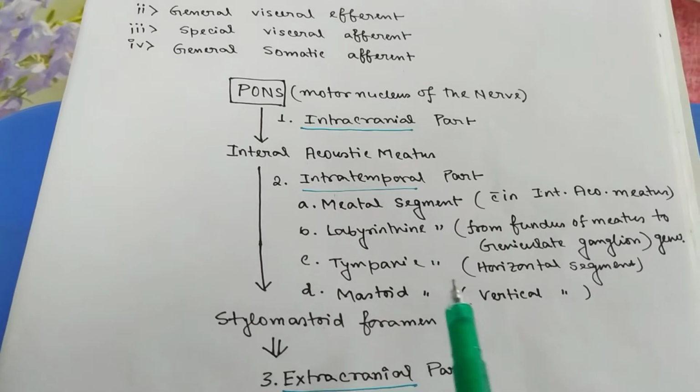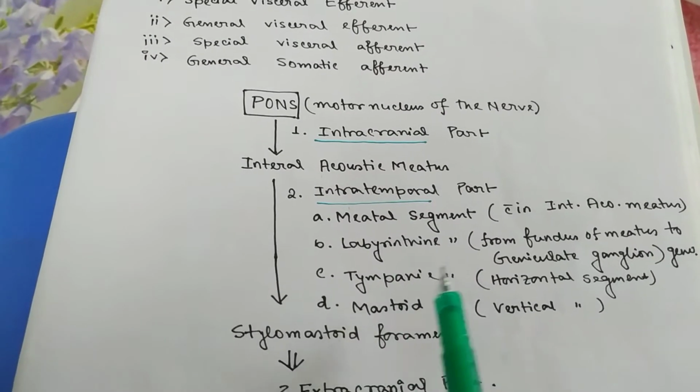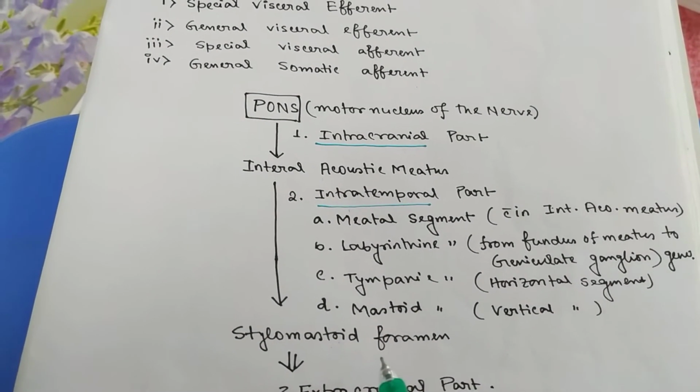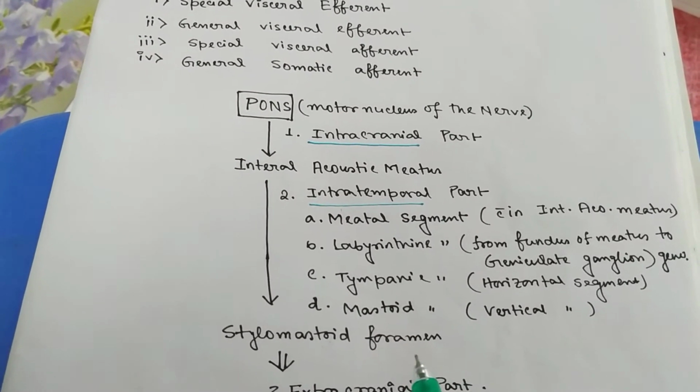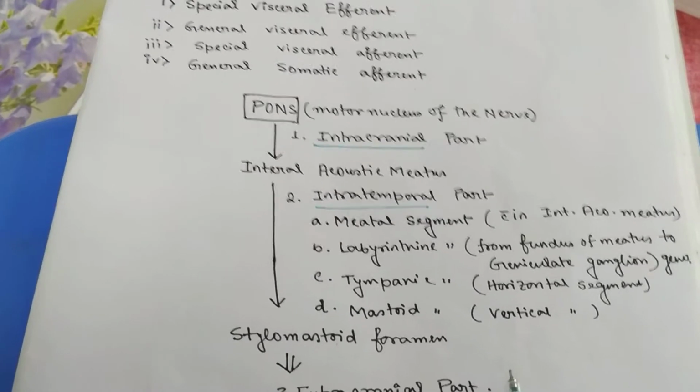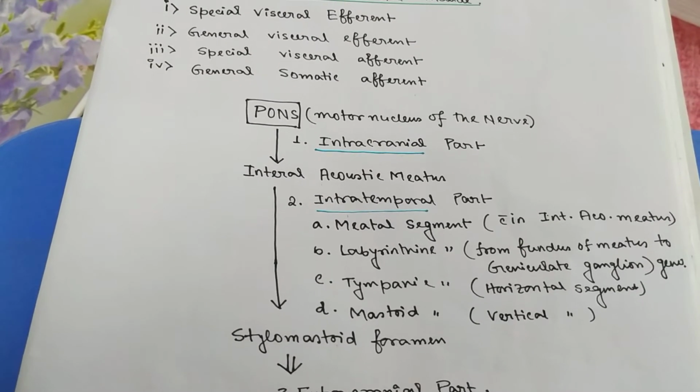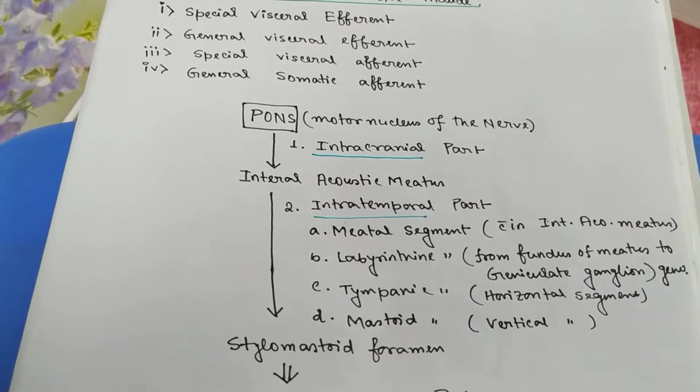The tympanic segment lies on the medial wall of the middle ear and the mastoid segment lies on the posterior wall of the middle ear. Then it runs through the mastoid bone, and finally this part descends vertically to come out through the stylomastoid foramen.